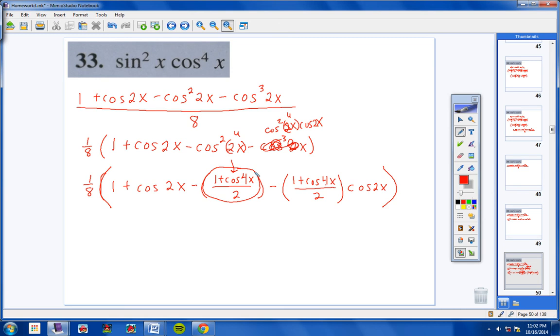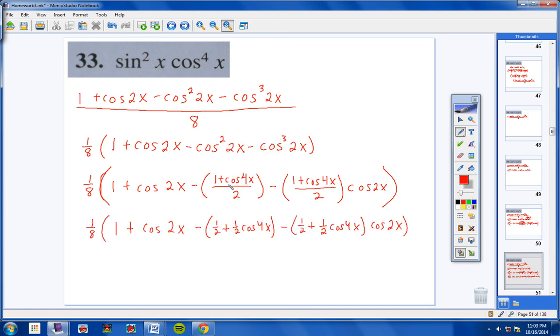Now watch what I do next very carefully. What I did next is I took this in here and I broke it down to 1/2 plus 1/2 cosine of 4x. Same thing inside of here. I broke these two terms up into two fractions: 1/2 plus 1/2 cosine 4x. Okay? There's a reason for that. It's going to make it a lot easier later when it comes to simplifying.